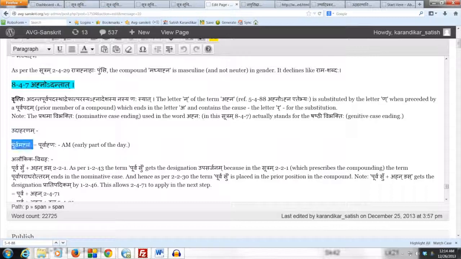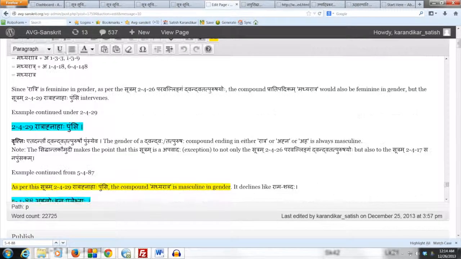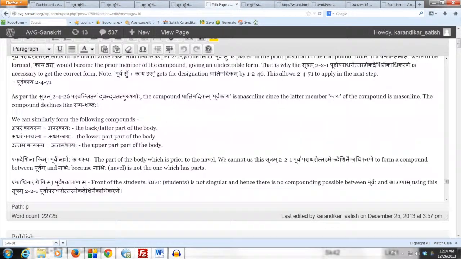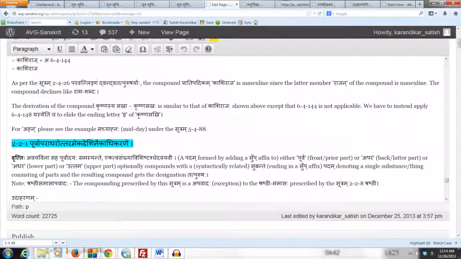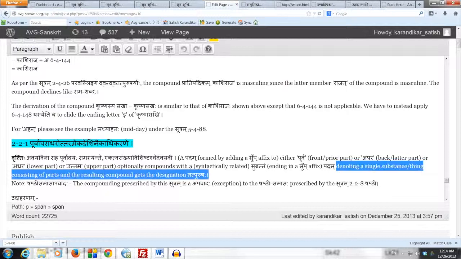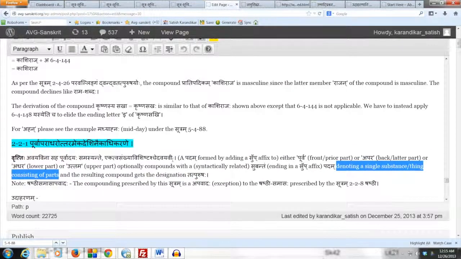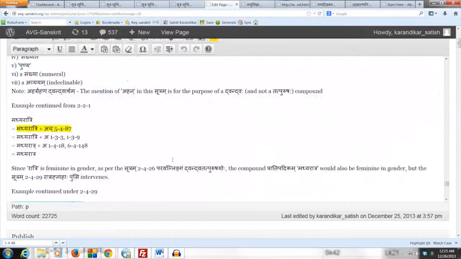Okay, let's look at the example now. Purvam ahnaha equals purvahnaha, meaning AM, the early part of the day. The alaukika vigraha is purva su plus ahan nyas, compounding prescribed by the sutram 2.2.1, purva paradharottaram ekadeshinaikadhikarane. Because we do have a subantam padam composed by adding a sup affix to purva, which is specifically mentioned in the sutram 2.2.1, and the latter member is ahan nyas, which denotes an entity which is single but has parts. So the conditions for applying 2.2.1 are satisfied.